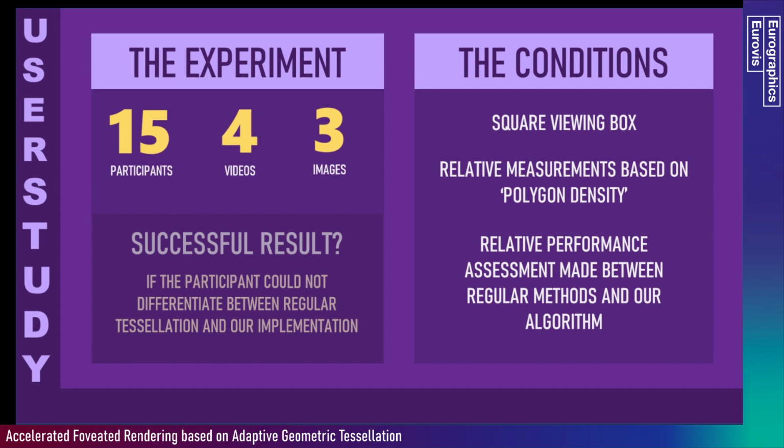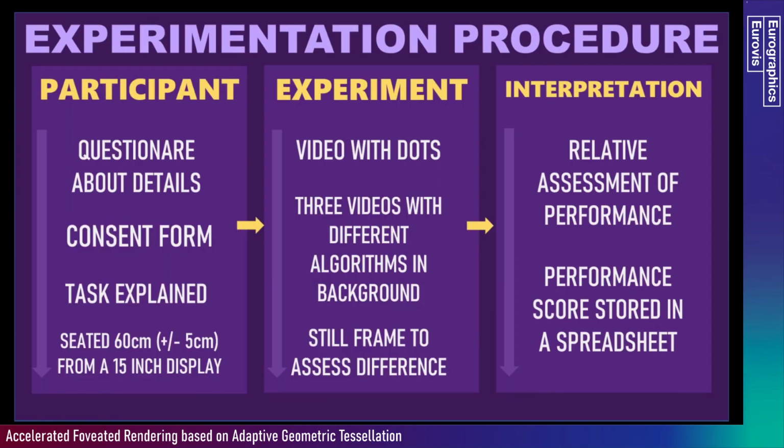The experiment consisted of 15 participants, and each one of them underwent 3 trials. The successful result meant that the participant could not differentiate between the regular tessellation and our implementation. Each participant was first given a questionnaire assessing if they knew about foveated rendering. A query regarding their eyesight was made to ensure that they could manage to participate in the experiment without issues. After the task was explained, each participant was seated approximately 60 centimeters from a 15-inch backlit LED display.